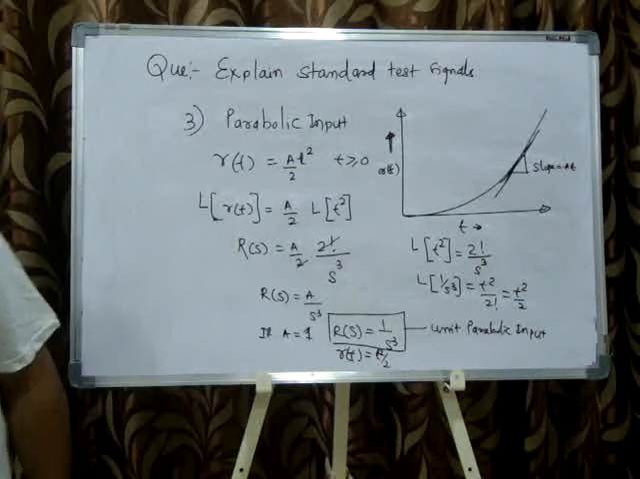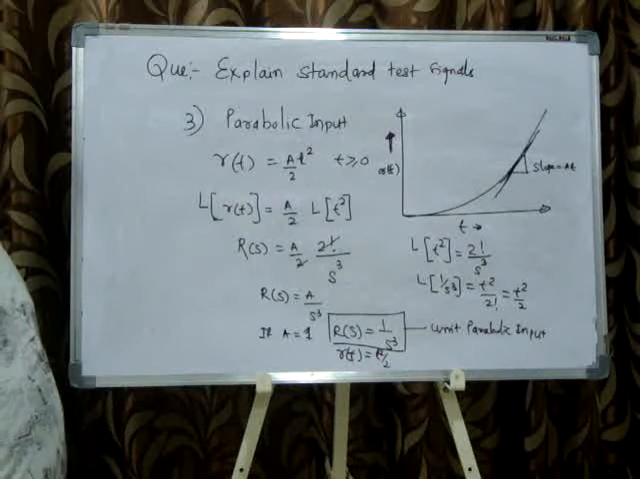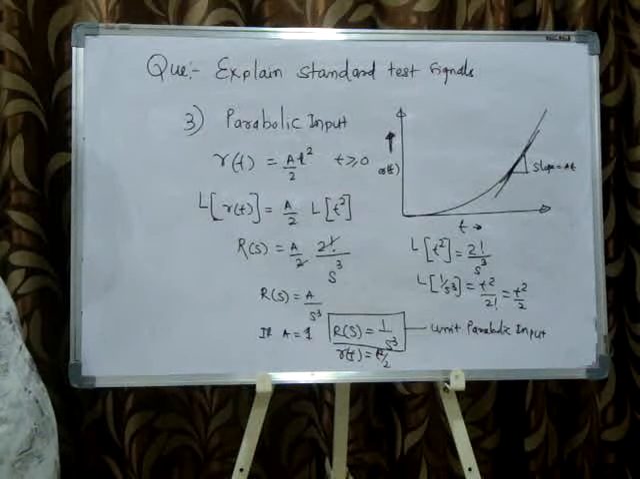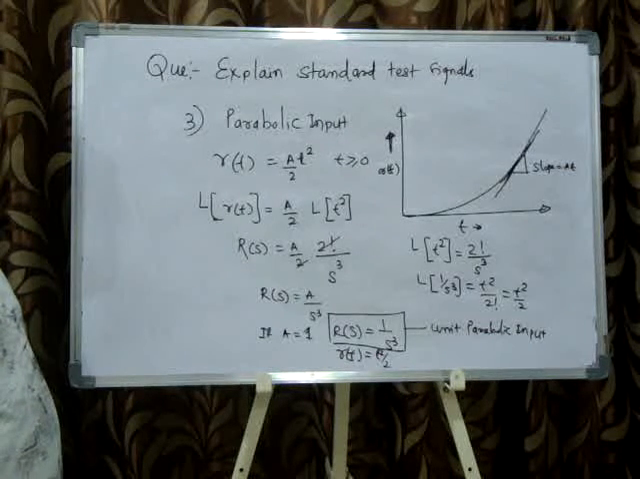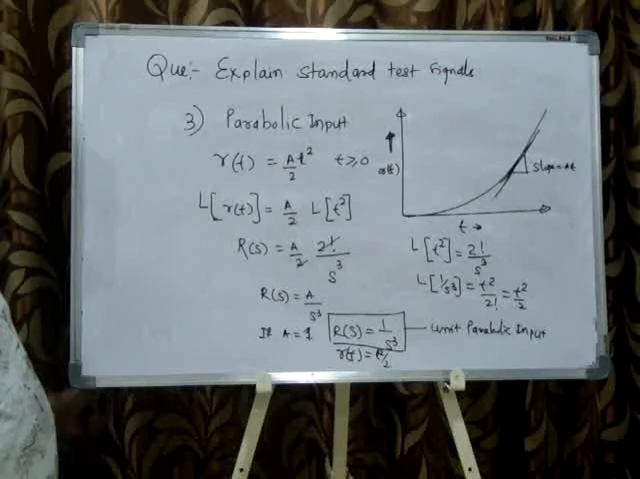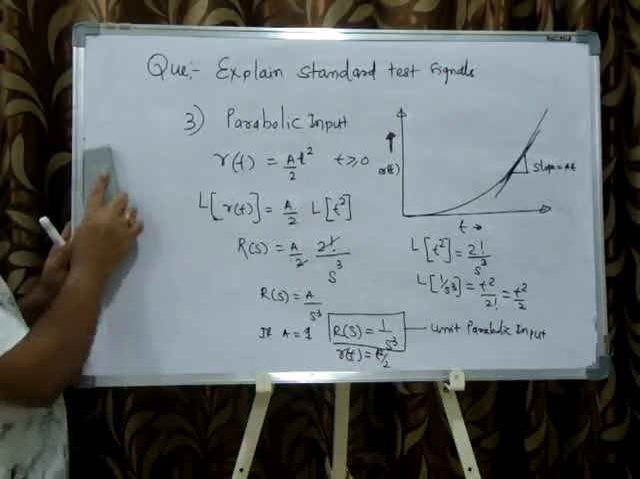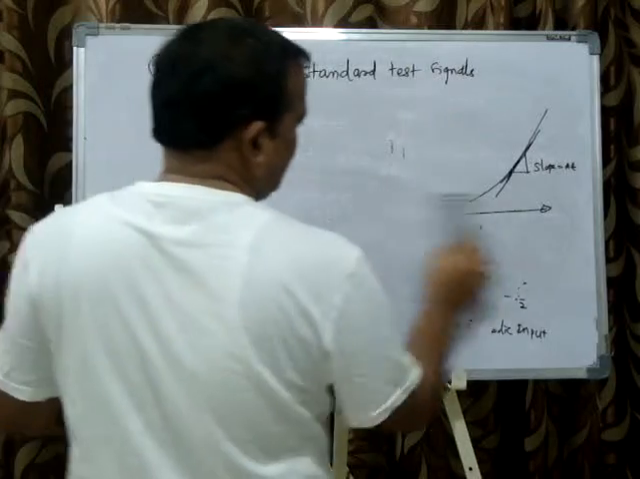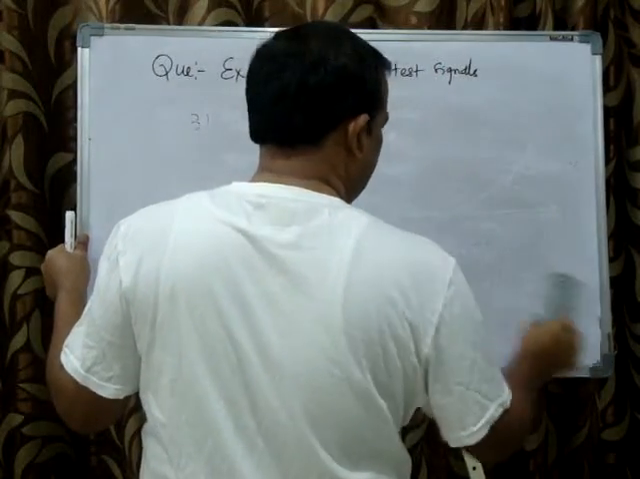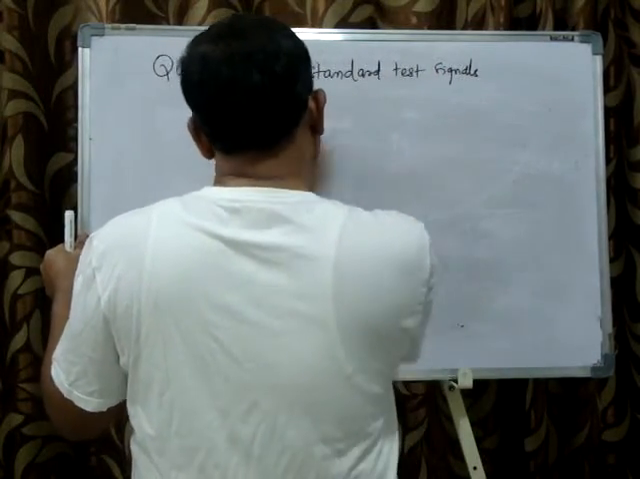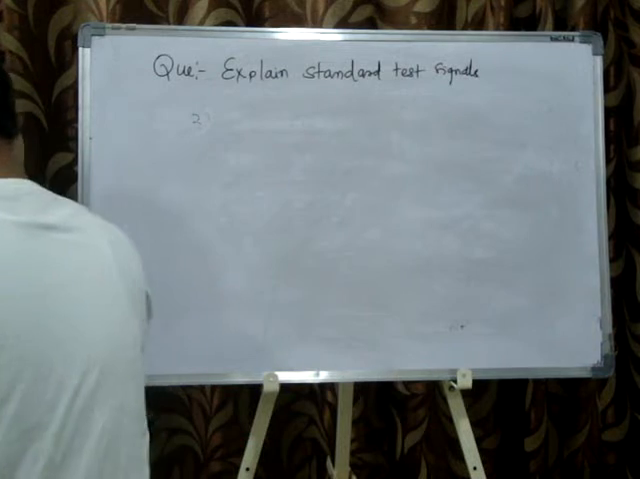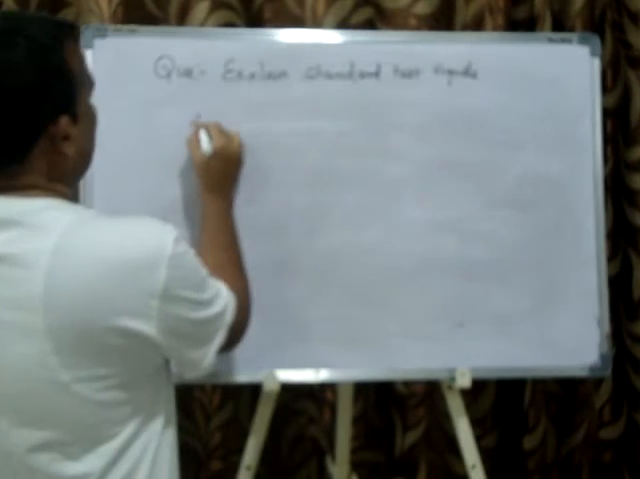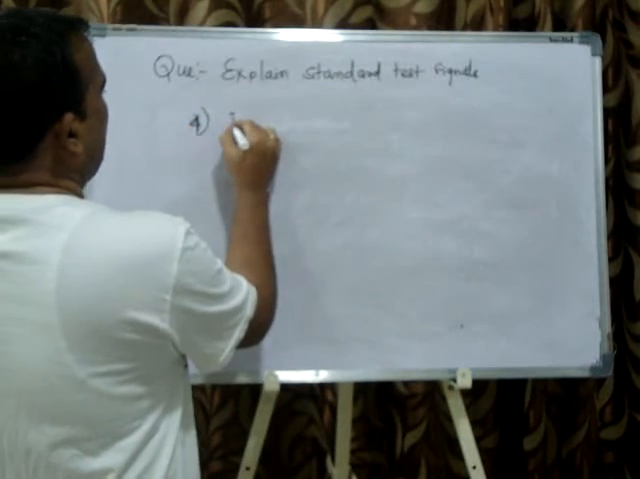Okay. The fourth input is called impulse input.